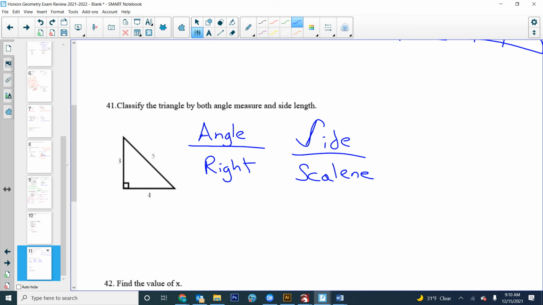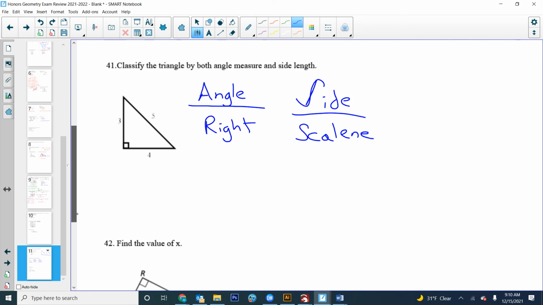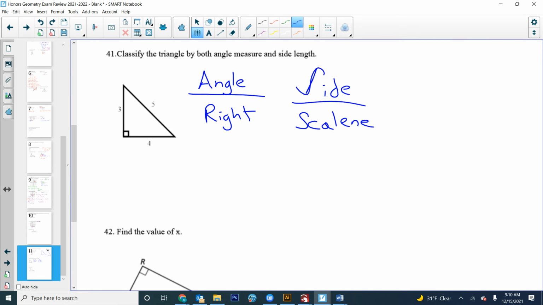Scalene. Westfall. Yes. Okay, so I have SAS, AAS, SSS, HL, and what's the other one? I don't remember. I don't either. All I remember is SSS, SAS, ASA, AAS, and HL.